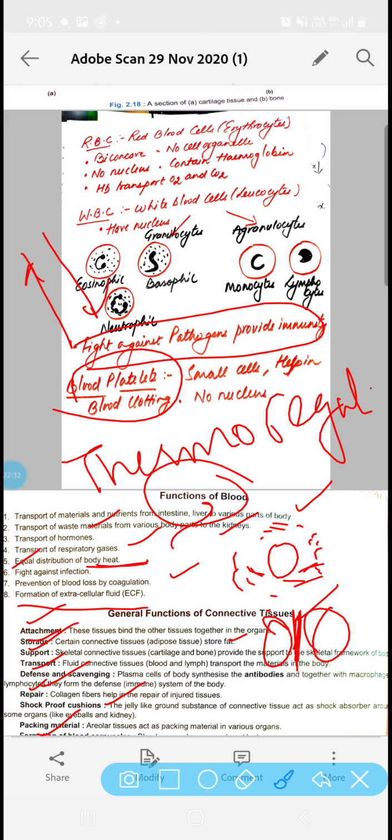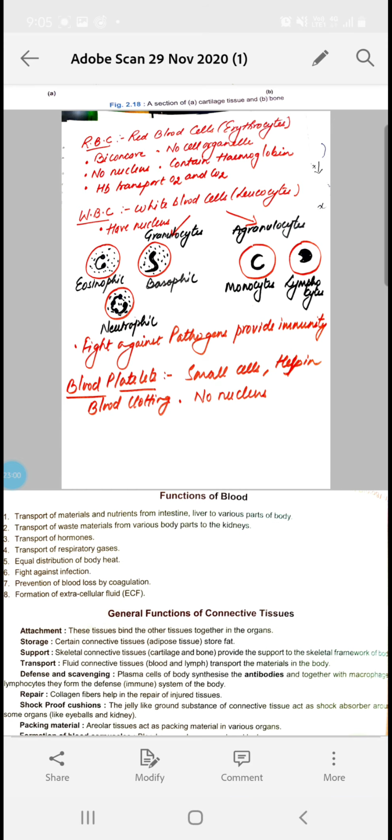Now it is also helping in packing of the material. Packing of material means we have discussed that these connective tissues help in packing of the material. That is, areolar tissue mainly acts as the packing material. And in the connective tissues, the blood cells are formed, inside the bone marrow. So these were the functions of the blood.